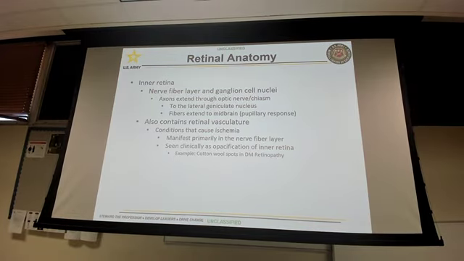Now the inner retina is where the nerve fiber layer and the ganglion cell nuclei are located. And so basically this takes the electrical and chemical signals that the retina receives and sends them to the brain. This is also where all the retinal vasculature is located. So if you have an ischemic condition, the clinical signs will appear in that layer.